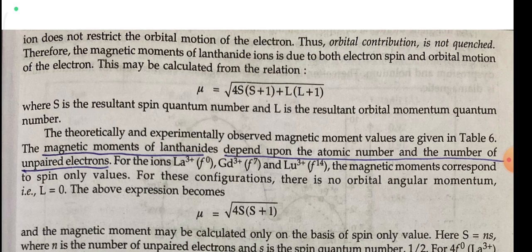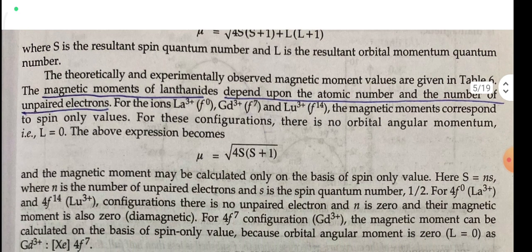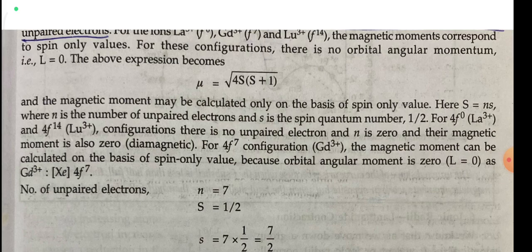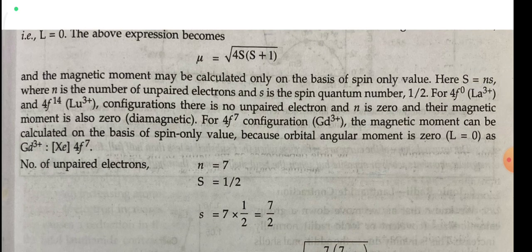The magnetic moment of the lanthanides depends upon the atomic number and the number of unpaired electrons. For ions like lanthanum 3+, Gd 3+, Lu 3+, the magnetic moment corresponds to the spin only value. For these configurations, there is no orbital angular moment, L equals 0. The above expression becomes mu equals the square root of 4s(s+1), and the magnetic moment may be calculated only on the basis of the spin only value.